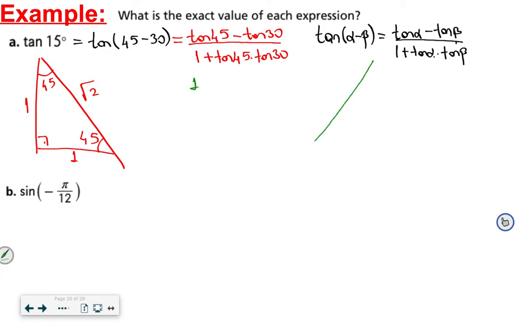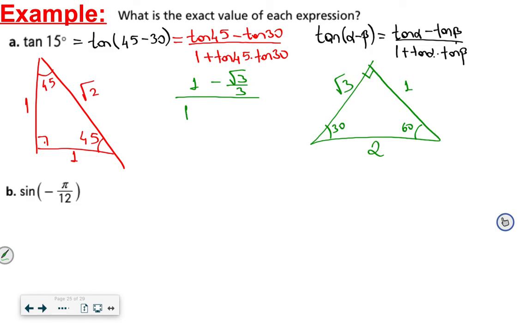If you draw a 90, 30, 60 special triangle, if the side opposite of angle 30 is 1, then the hypotenuse is going to be 2. Then the side opposite of 60 will be radical 3. Now what is the tangent 30? Tangent 30 is radical 3 over 3.